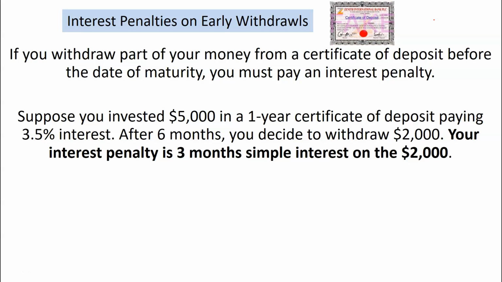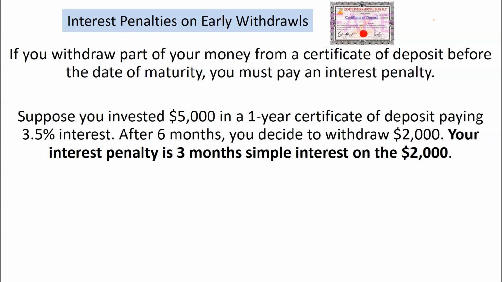I mean, literally, if you put $1,000 into a passbook account for a year, you're going to get barely any interest. You're not even going to have $1 worth of interest. It's nothing. So what banks try to do is encourage you to lock in your money for longer periods of time. And they do this with what's called a certificate of deposit.